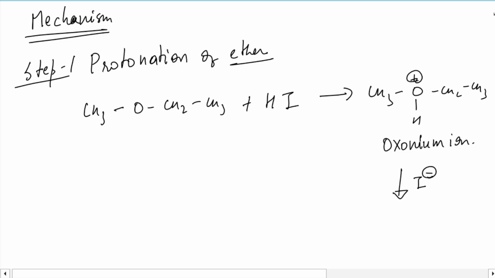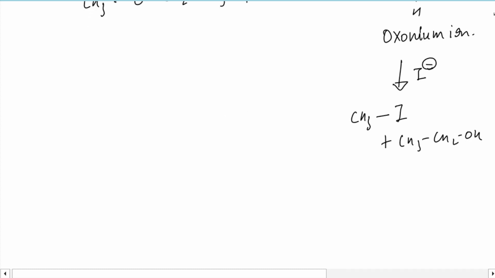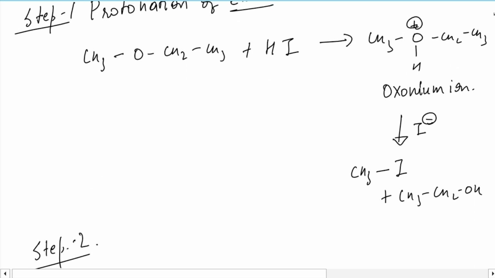Then there is the attack of I negative over this oxonium ion, which yields CH3I plus CH3CH2OH. Step 2 is just the attack of I negative.